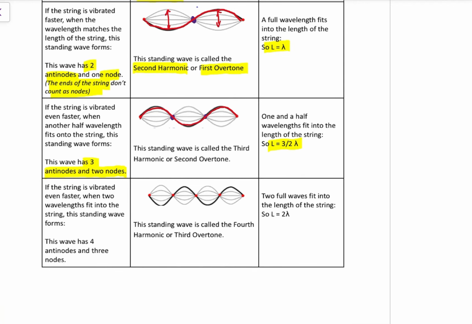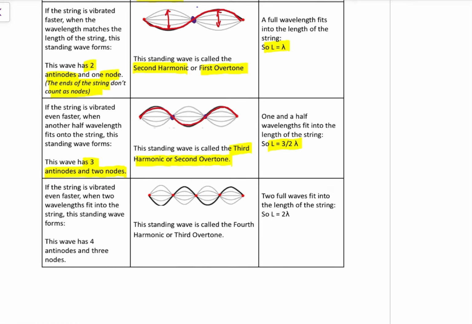In between the last situation and this situation, it wouldn't have been a standing wave. There would have been 2 nodes, but they would have been moving all over the place. But if we can get it to the perfect setup that there's 1.5 waves in the length of the string, then it's going to settle down nicely into a standing wave. We call this one the third harmonic, or the second overtone.